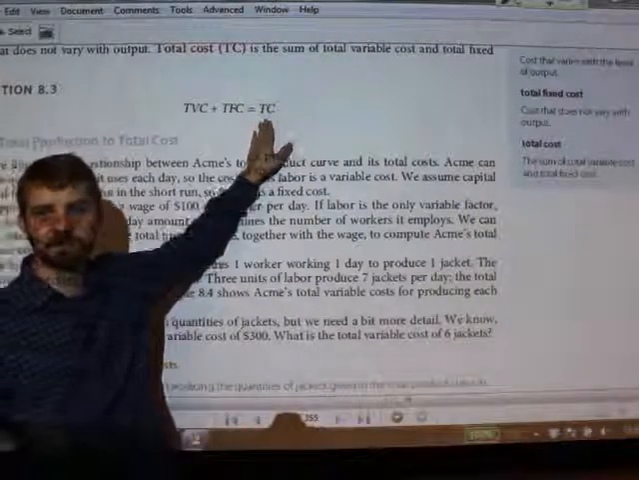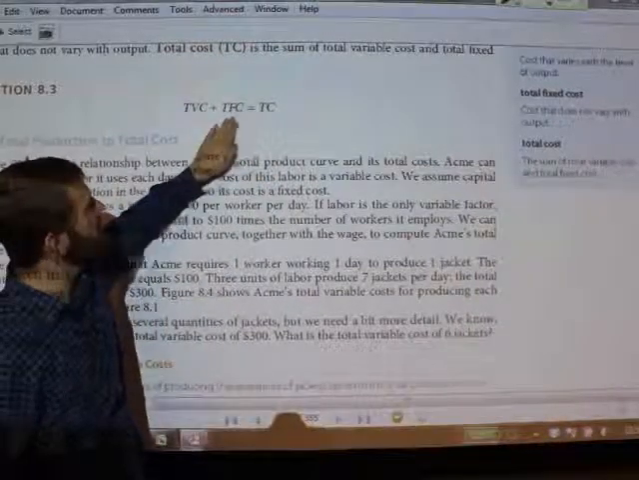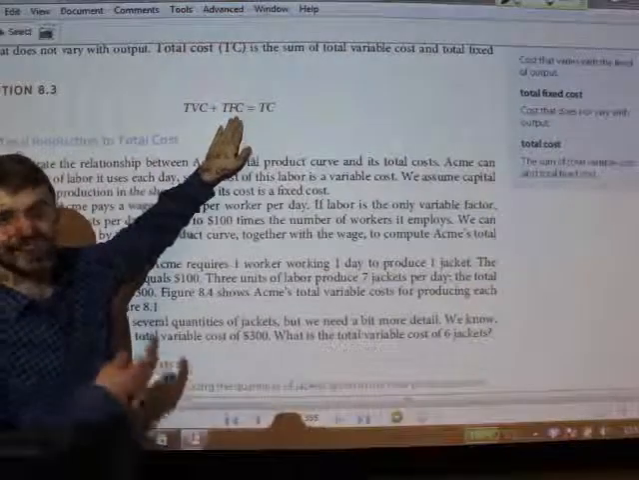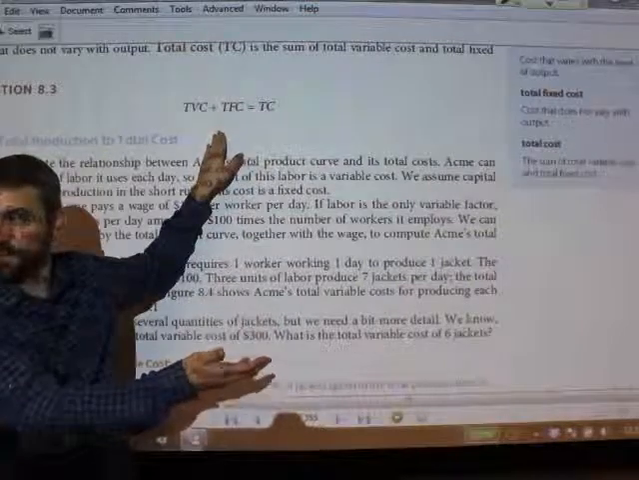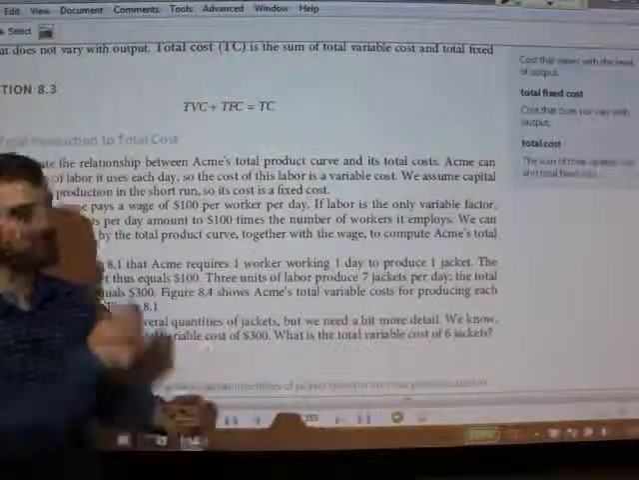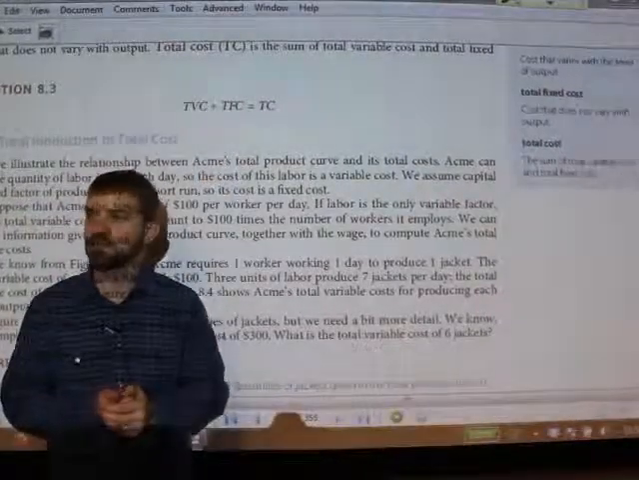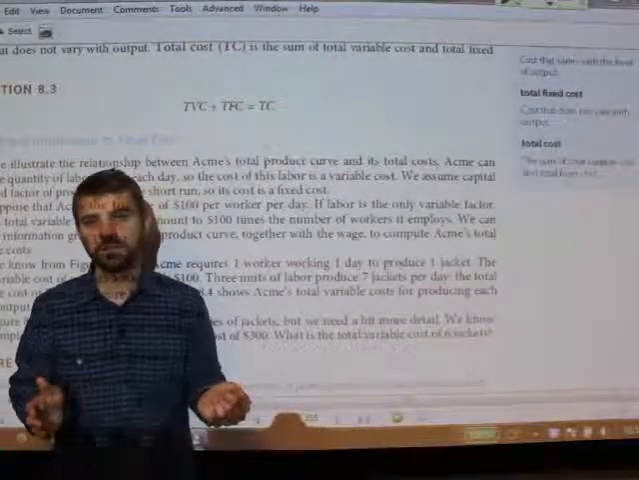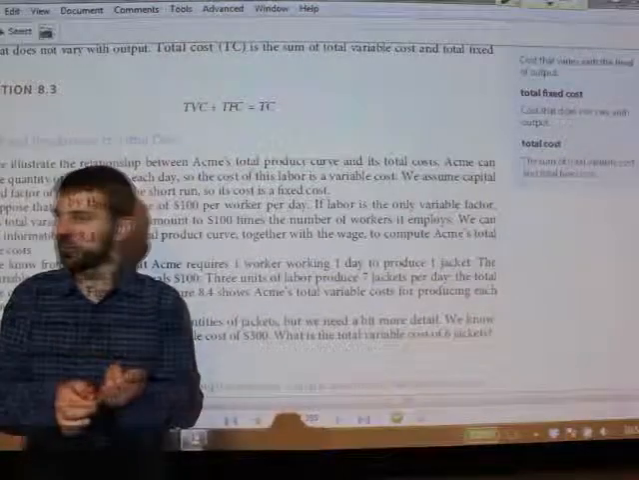Total costs is just like it sounds, the combination of total variable costs and total fixed costs. And so these concepts are pretty simple. It begins to look like alphabet soup a bit in this chapter, but generally there's only a few concepts, and if you can keep track of them, this will be easy for you. So fixed costs are the costs of the fixed inputs. And so in our example of this jacket factory, what were the fixed inputs? The machines and the factory.